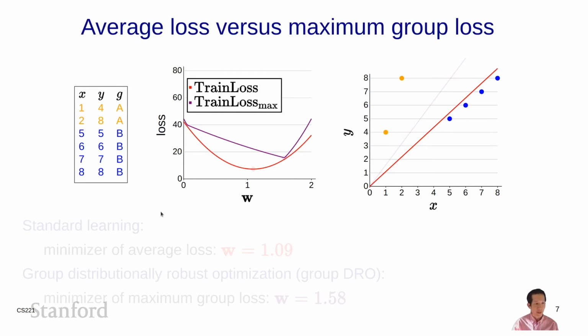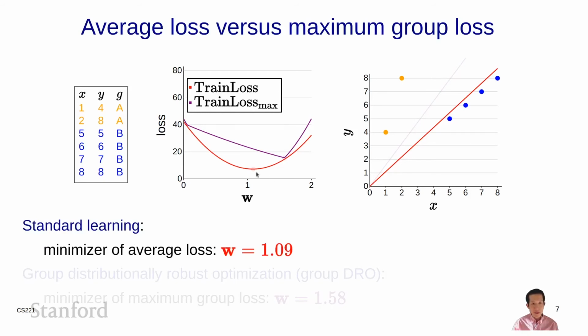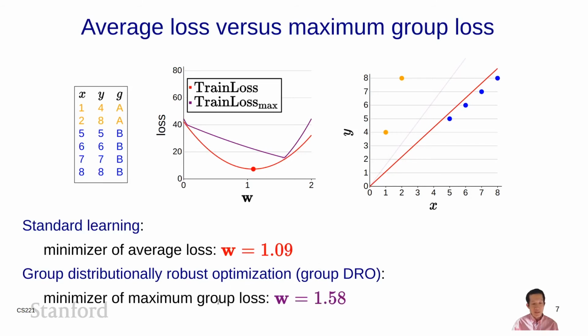Let's start with minimizing the average loss. This is standard learning, the status quo. You find the minimum of the average loss, which is going to be this point, w equals 1.09. It gets a loss of 7.29. So it looks like we were doing pretty well, but if you look at the worst group loss of that weight vector, we'll see that it's above 20, which is not great. So what you can do instead is what we call group distributionally robust optimization, or group DRO, which is simply going to minimize the maximum group loss.